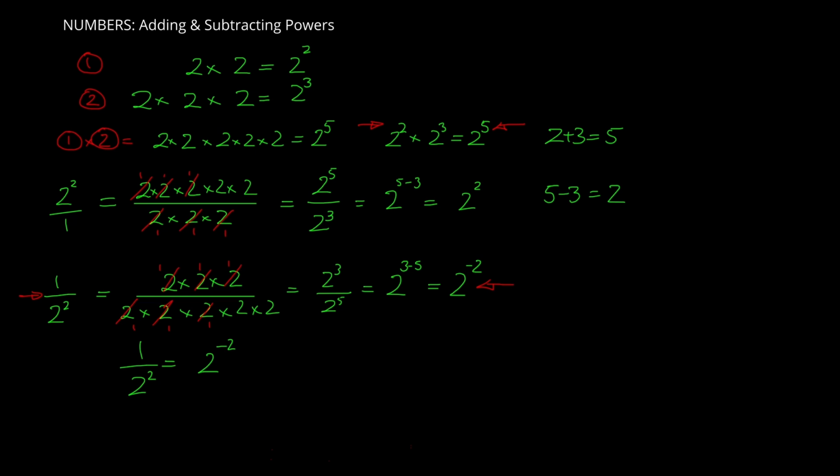Negative powers are nothing to do with negative numbers. They just mean you've got a very small number. What is 1 over 2 squared? Well, it's simply a quarter.